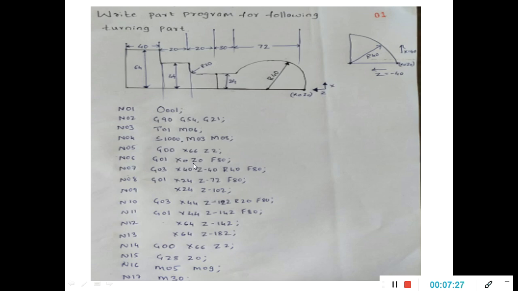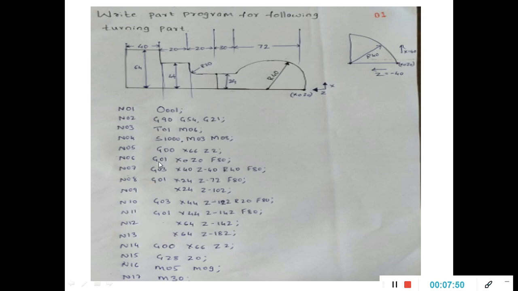How are you going to mention the X66? Here the maximum height of the workpiece is 64. So we have mentioned 66, 2 mm above this workpiece, and Z0 is here, and Z plus 2 means 2 mm this side. So your tool must be at this position. The coordinates of this position are X66 and Z2.